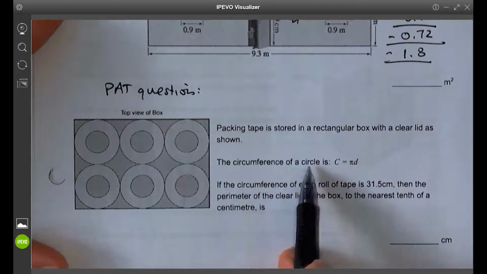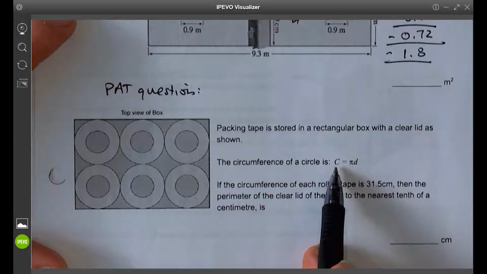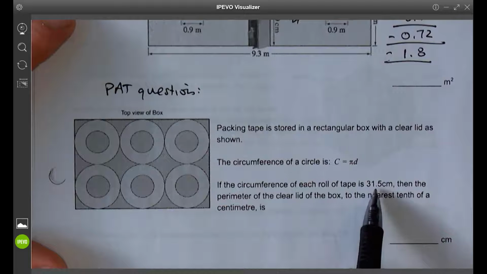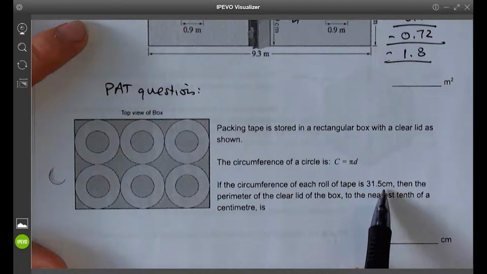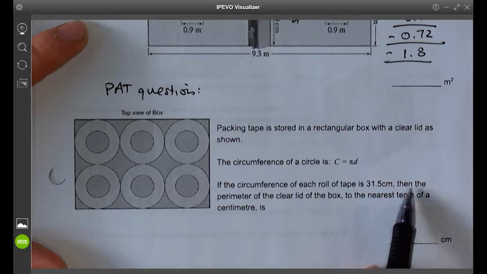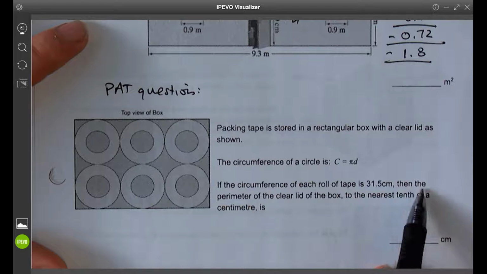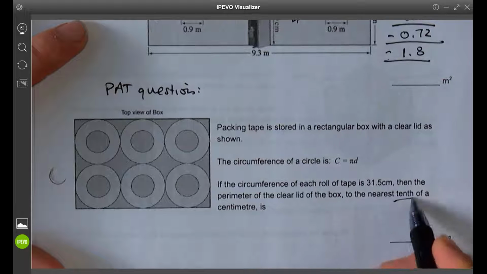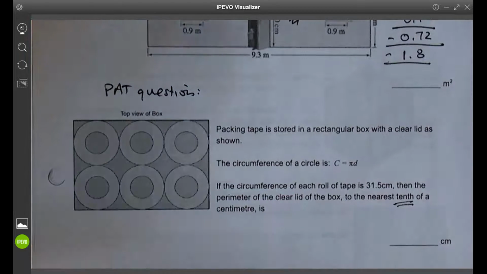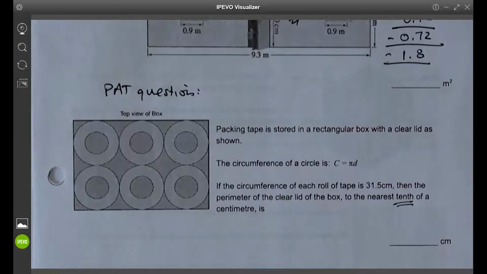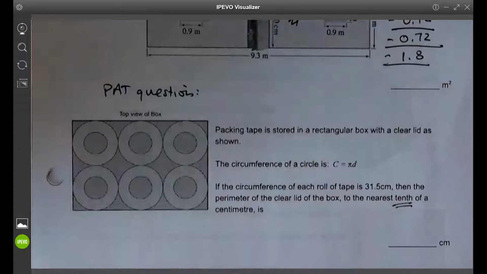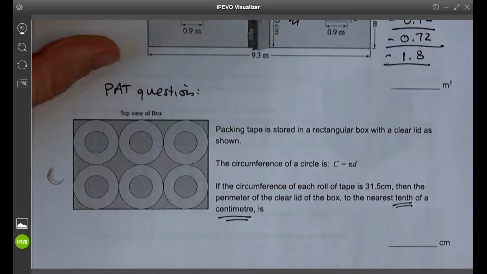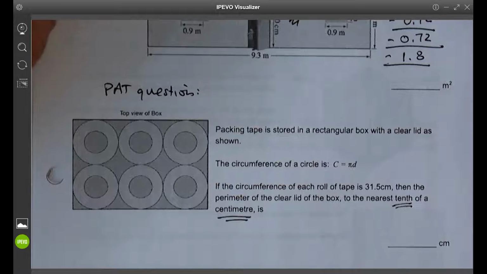The circumference of a circle is pi d. Okay, great. If the circumference of each roll of tape is 31.5, that's very close to pi, then, approximating to pi, then the perimeter of the clear lid of the box to the nearest tenth of a centimeter is. You don't even need a calculator for this, but you could use a calculator. Nearest tenth of a centimeter. Okay. So here we go.